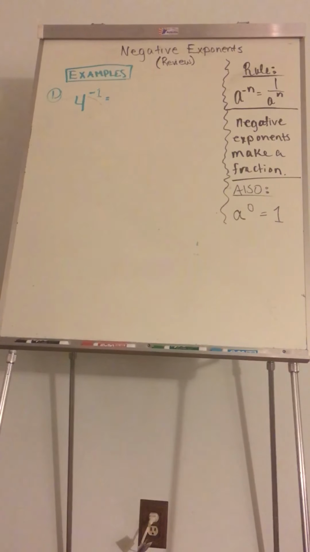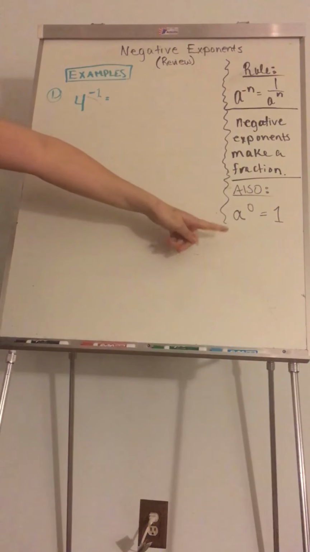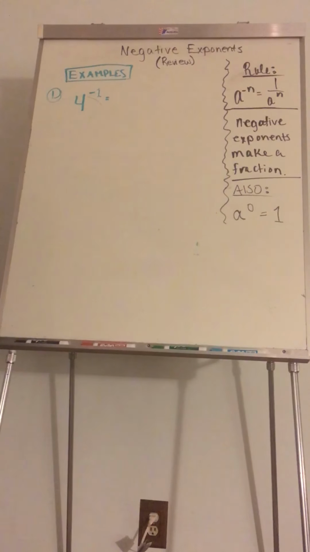So basically what a negative exponent does is it makes a fraction, okay? So basically you just put 1 over whatever that number is raised to that power, okay? And also, just to add, this is the zero power rule: anything to the zero power equals 1, okay? You'll have to remember that. But that one's not hard, okay?